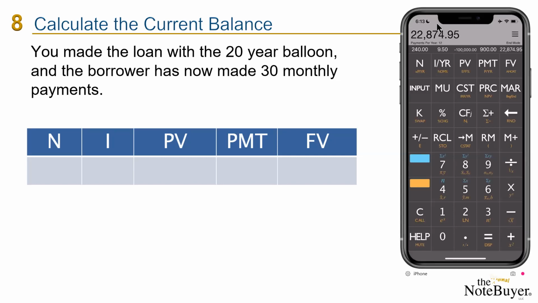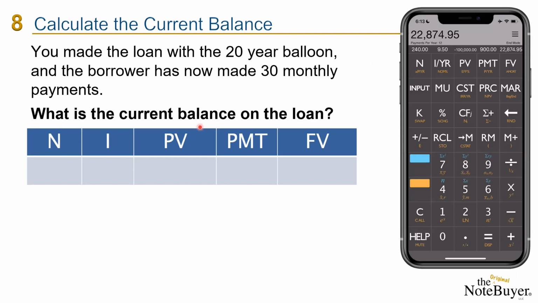And let's say now that the borrower has paid 30 monthly payments. And you want to know what's the current balance owed on the loan. Well, we've already got our interest, our $100,000 original loan amount, and our $900 payment. To find the current balance, all you have to do is put however many payments have been made into N. So we're going to put 30 into N, and we see by solving for FV that the current balance is $96,347.